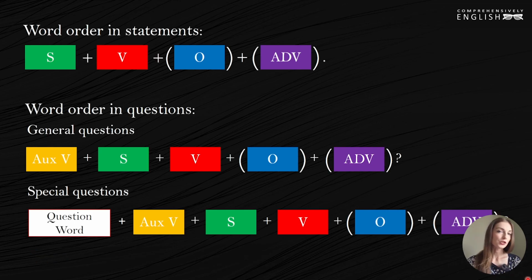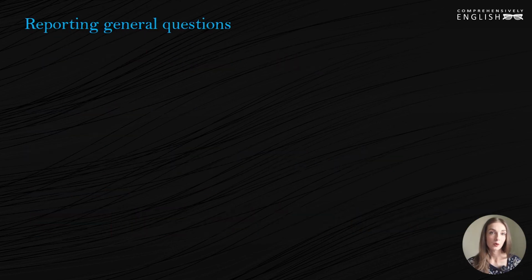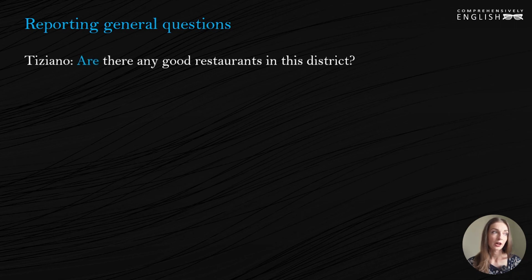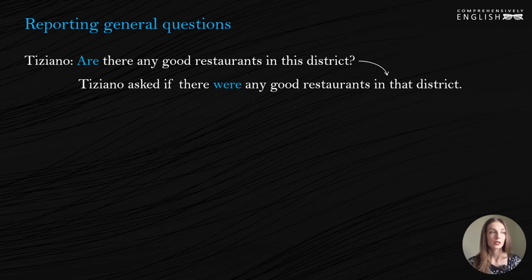When we report questions, we transform this word order into this. If we report a special question, the question word remains, but the auxiliary verb goes away. Yeah, it goes to the verb. Let's look at general questions first. Tiziano, are there any good restaurants in this district? Tiziano asked if there were any good restaurants in that district.